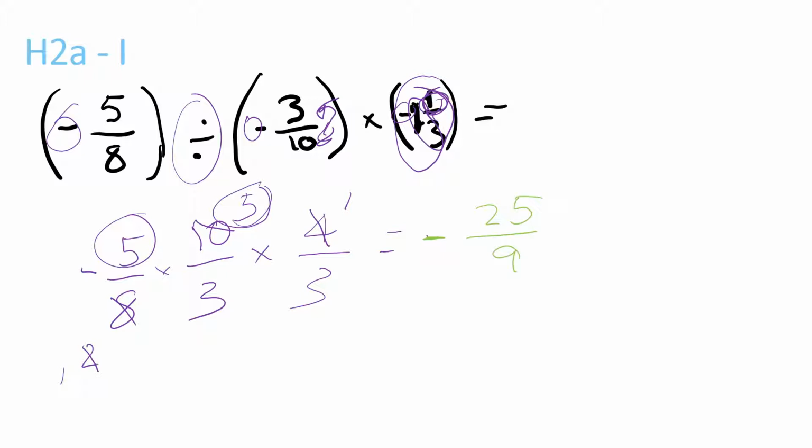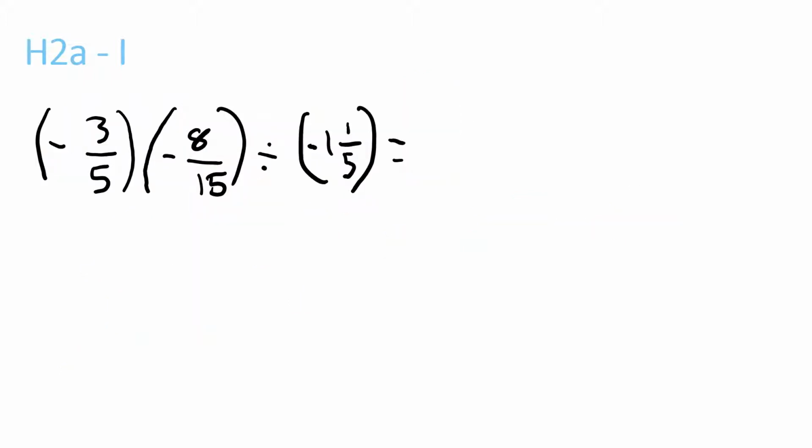And if it asks you to change it into a mixed number, you do minus and then 2, because 9 times 2 equals 18, remainder 7 over 9.